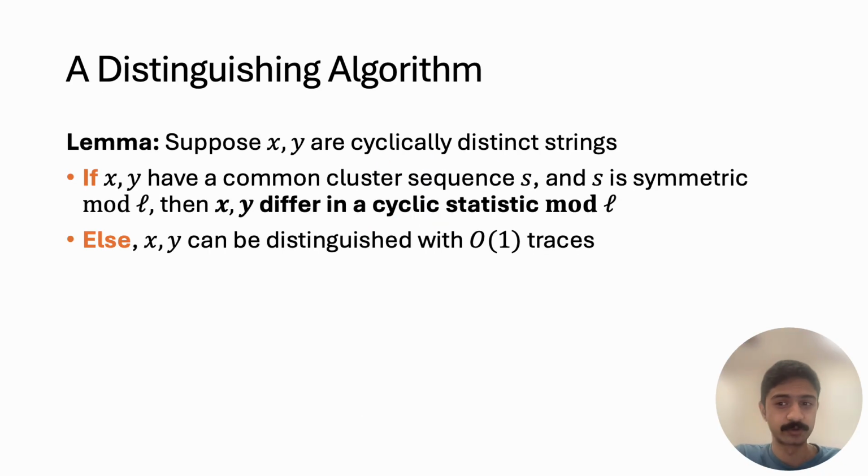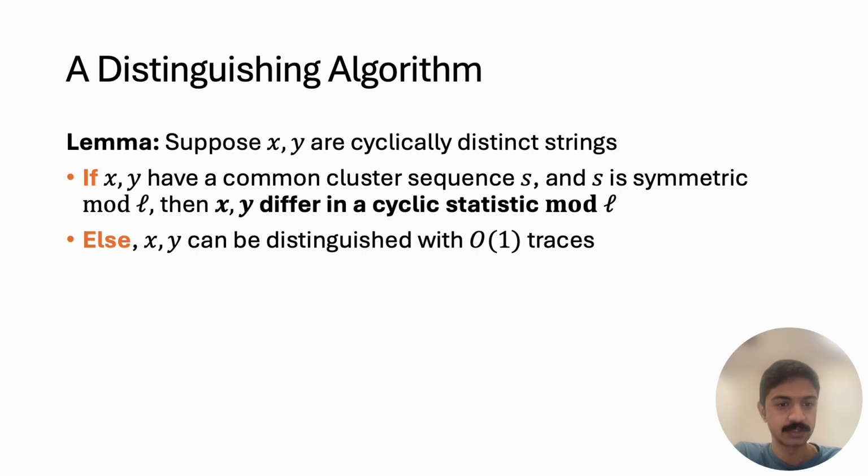Formally, the algorithm relies on this lemma. So fix a pair of strings x and y, which are cyclically distinct, then one of two things is true. If x and y have a common cluster sequence S, as they did in our tricky example, and S is symmetric mod L, where L was 3 in our example, then x and y differ in some cyclic statistic mod L. In other words, if you sum over the shifts which are multiples of L, that's good enough to see a difference in x and y.